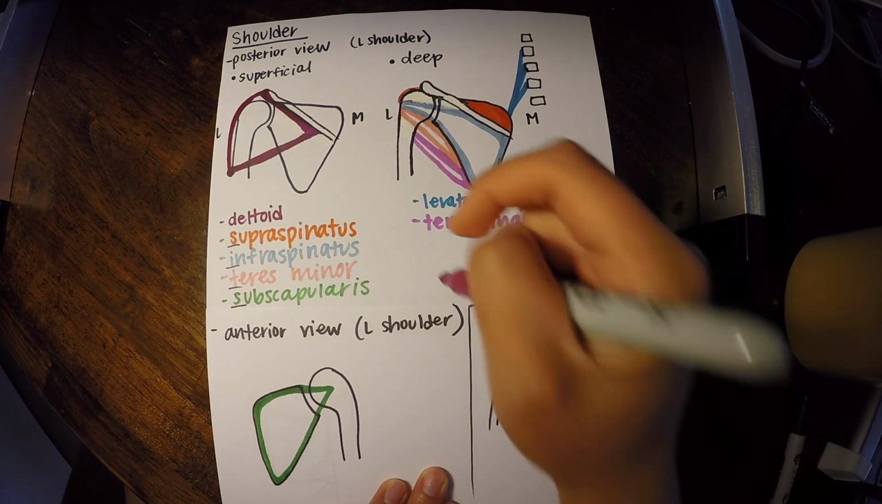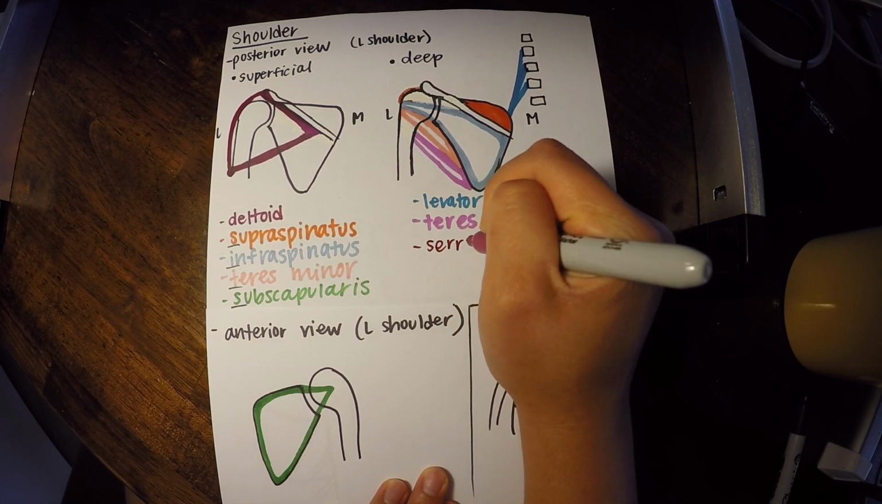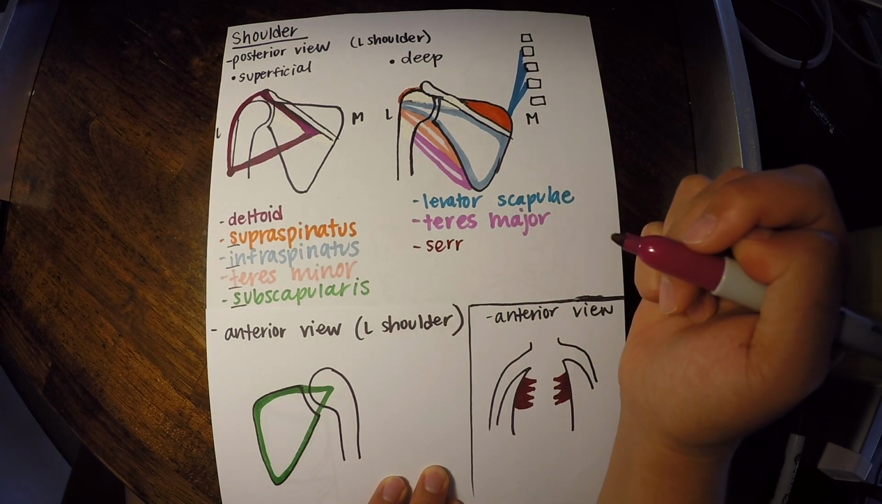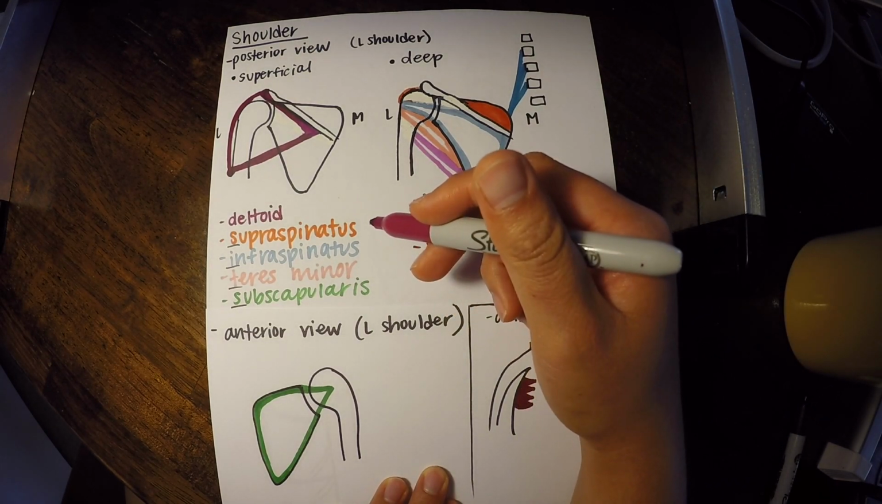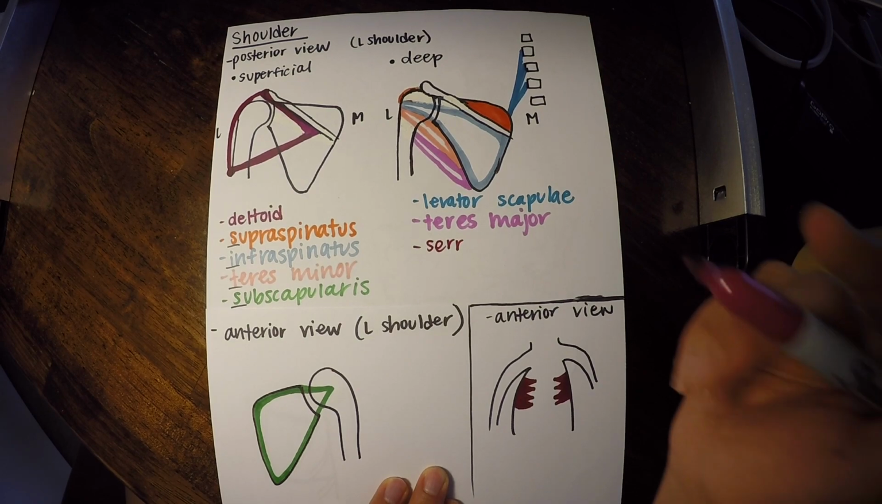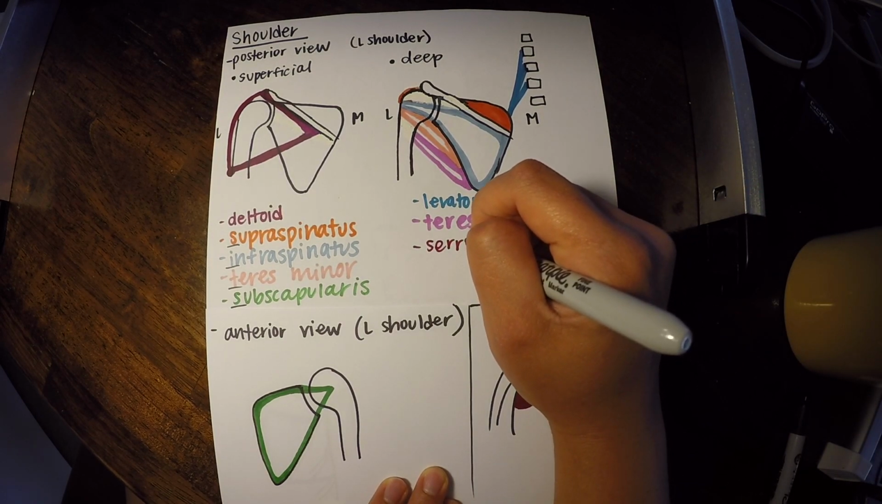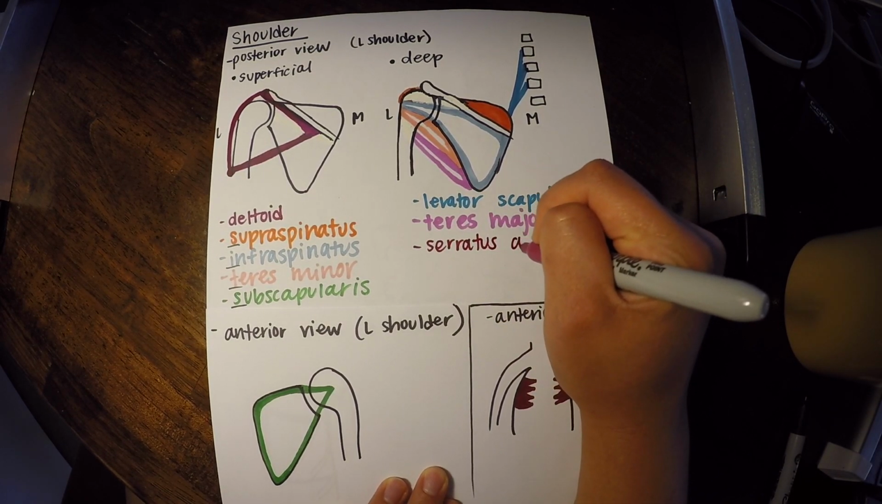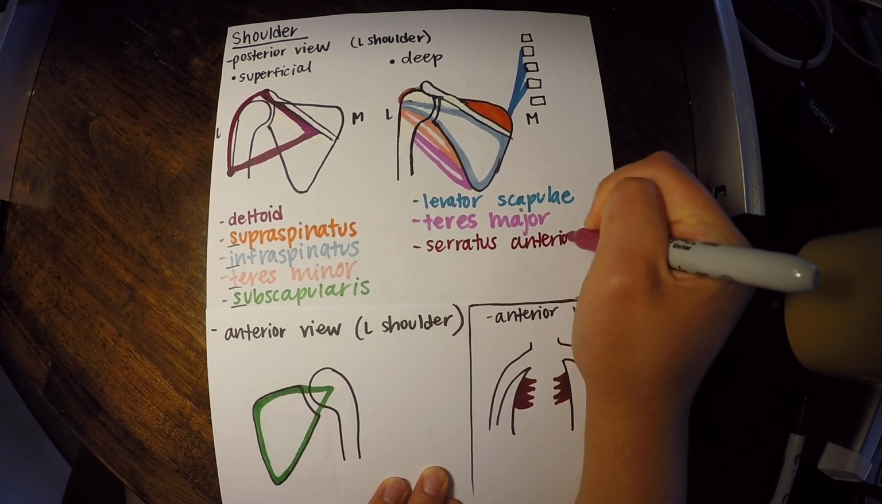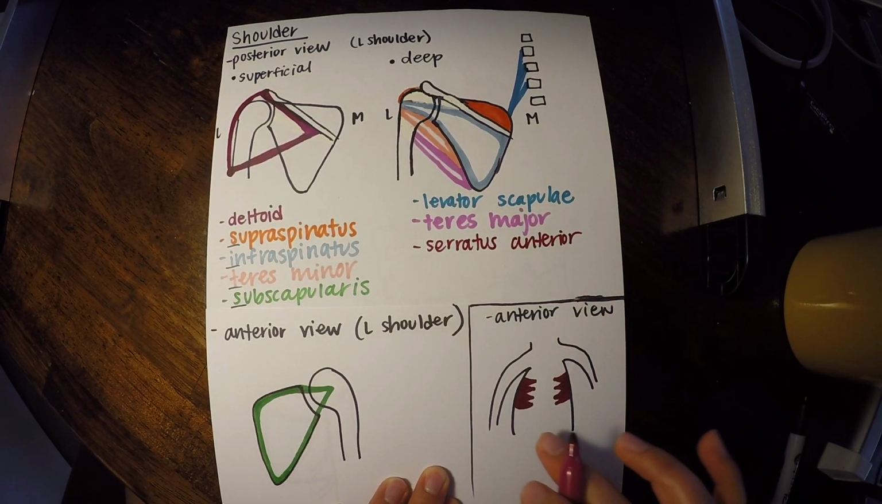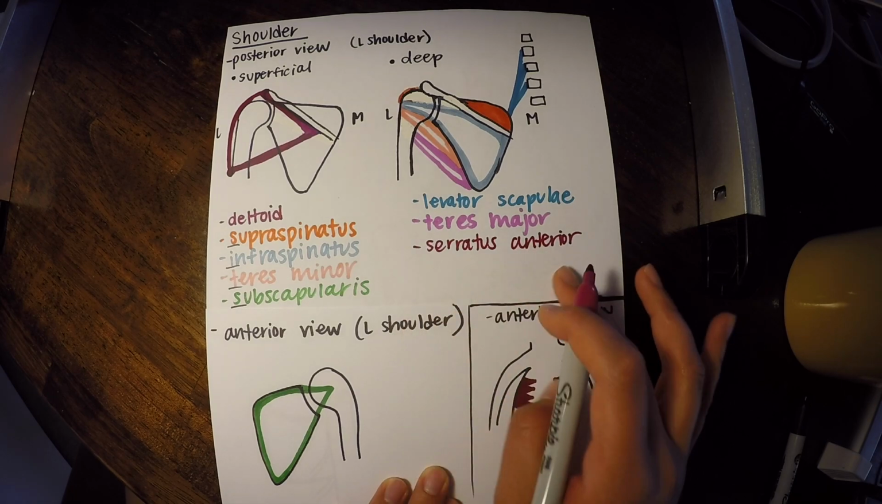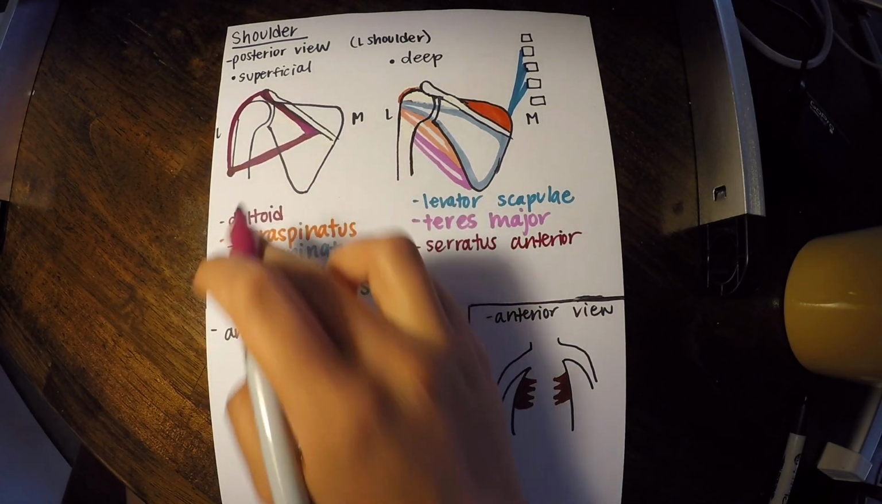And let's also write that out. Oops. Oh man, you know what I did, I used the same color for deltoid as I did for serratus anterior. My bad. Hopefully you can see that serratus anterior is this one right here and deltoid is that one right there.